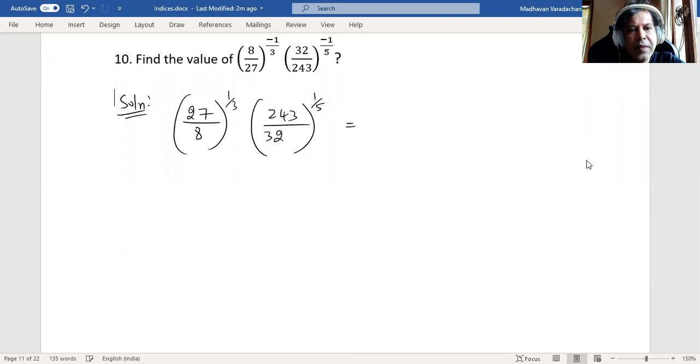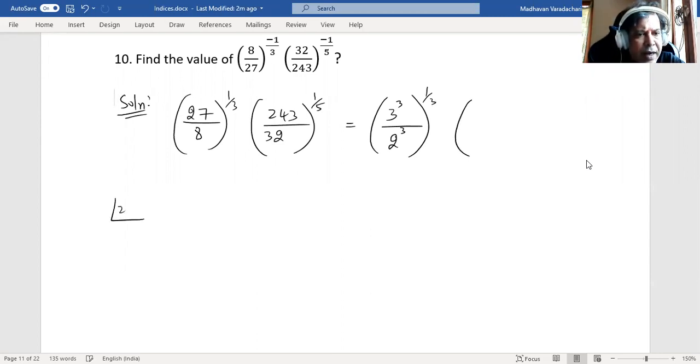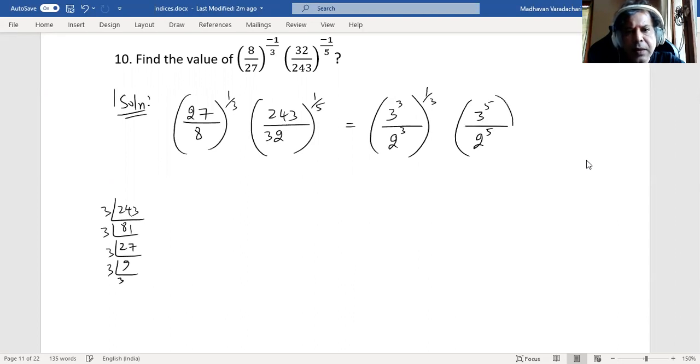Now this 27 I will rewrite as 3 to the power of 3. 8 I can write as 2 cube, this whole thing to the power of 1 by 3. 243 we can think about factorizing it. 3, 81, 3, 27, 3, 9, 3, 3. That means it is 3 to the power of 5. And 32 is nothing but 2 power 5, to the power of 1 by 5.